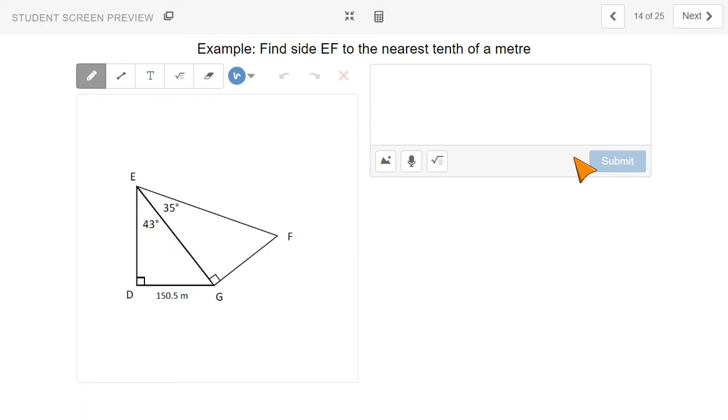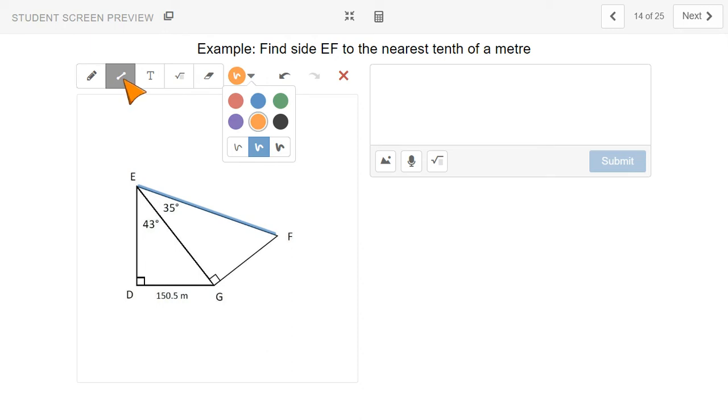Next part of the lesson. Sometimes we're given two triangles and we need to solve one to help us solve the second. In this case, we're asked to find the side EF to the nearest meter. You'll notice that we do have an issue when we're looking for EF. EF is part of this second triangle. It only has two angles, and two angles is not enough for us to use trig ratios or Pythagorean relation to solve for a side. We need to have at least one side.